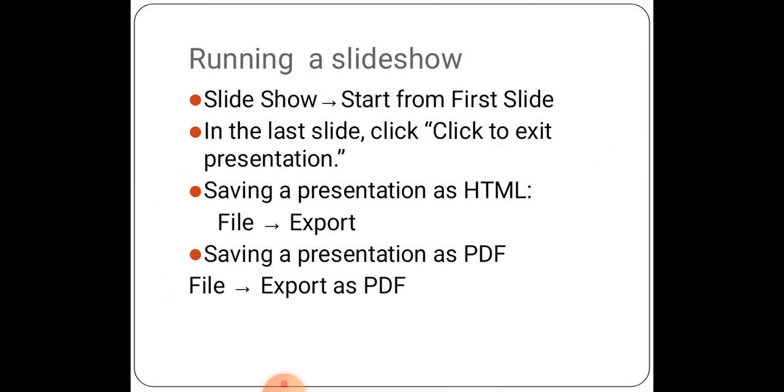The next one is running a slideshow. Running a slideshow is presenting the slides one after the other, in progress. And while running the slides, we can also explain them. That is called running a slideshow. So I have to start from the first slide. You have to select the slideshow tab, and under it select the start from first slide option. From the first slide option, you will be able to execute the slides one after the other on the screen.